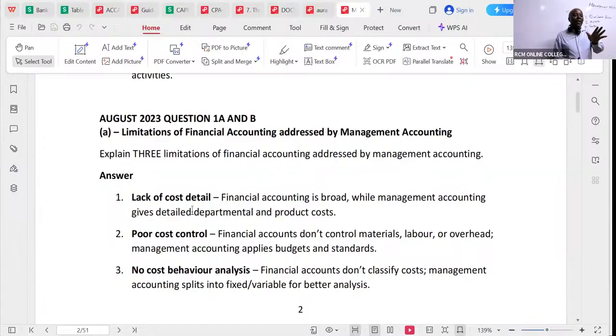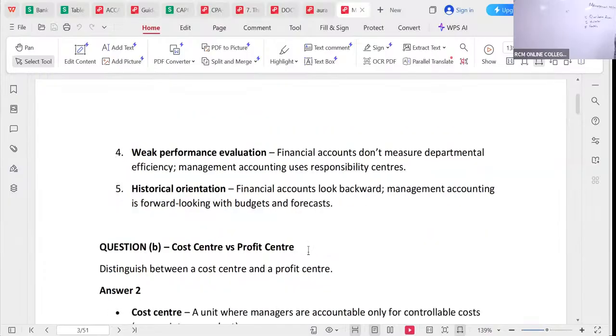You see, financial accounting doesn't do that. Management accounting does that, isn't it? Management accounting is able to do that. No cost behavioral analysis: financial accounts doesn't classify costs. Management accounting splits costs into fixed and variable for better analysis. Weak performance evaluation.